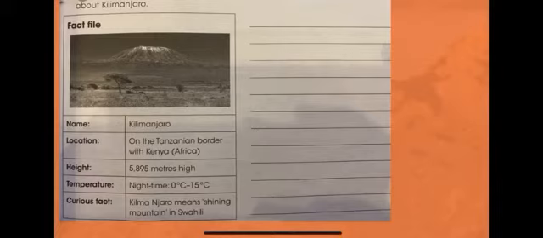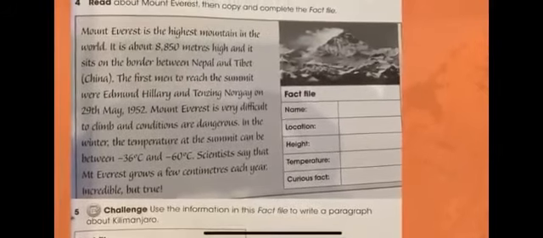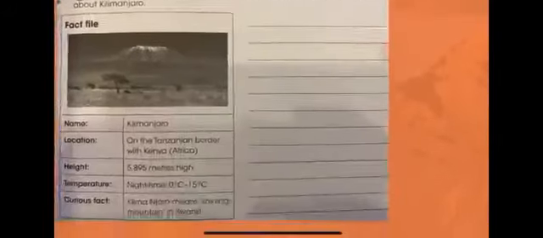So fact file is written over here. Take help from these facts and write a paragraph. I've told you how to start the paragraph. Now just write a complete paragraph on this mountain, this landscape. So yeah, that's quite easy. Everything is written in the fact file. You just have to create sentences. You just have to make sentences of these facts and then just write a paragraph like they have done over here. Fine. So it's not difficult.